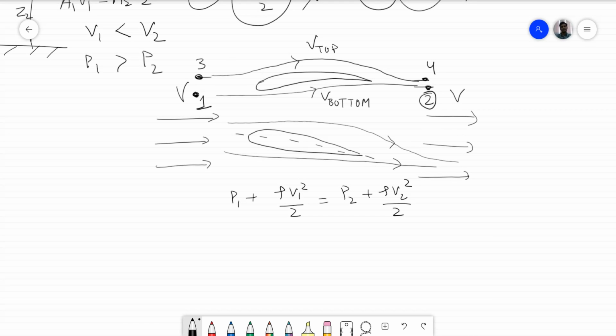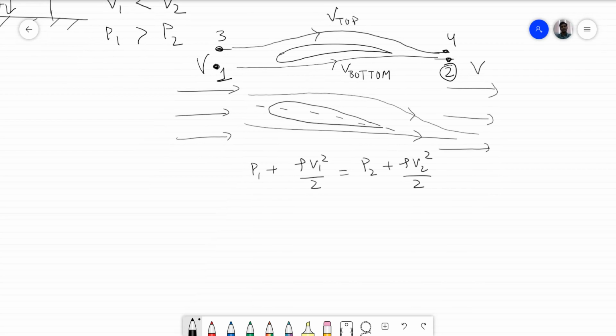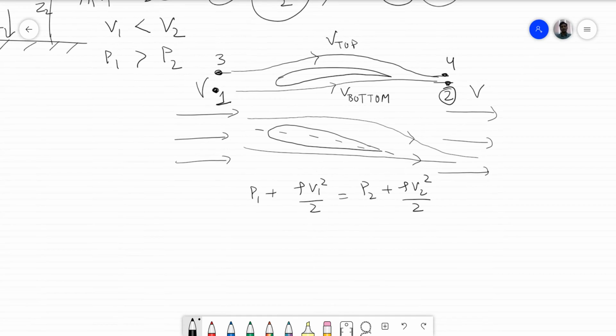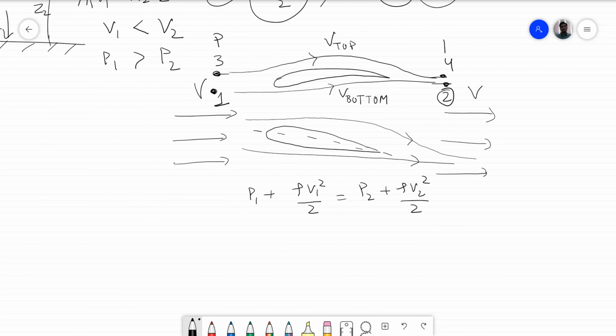Now velocities are same, so we know that pressures are also same at all of these points 1, 2, 3 and 4. Pressures should be same because velocities are same at points 1 and 3 and 2 and 4. Okay, so pressure here is same as pressure here because velocities here and velocities there are equal.